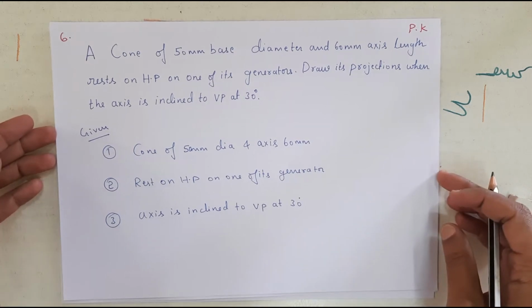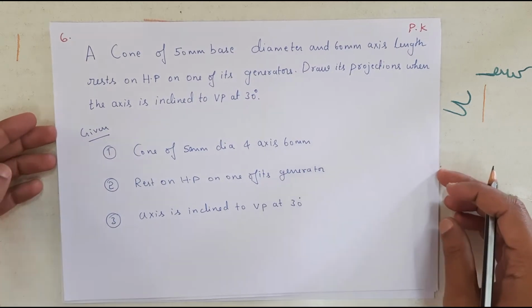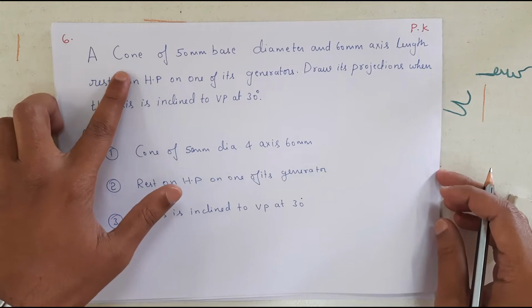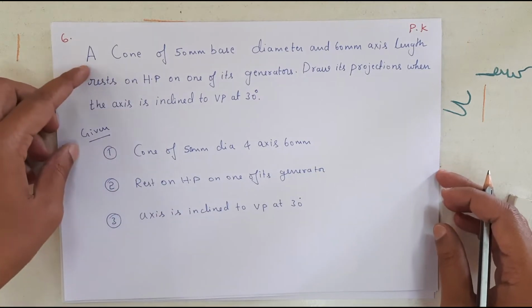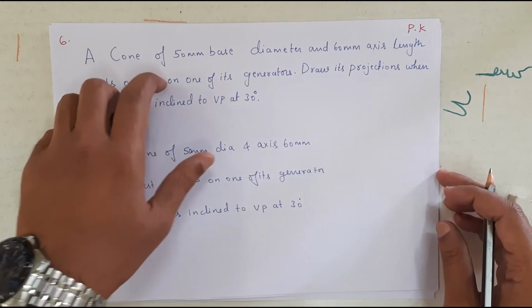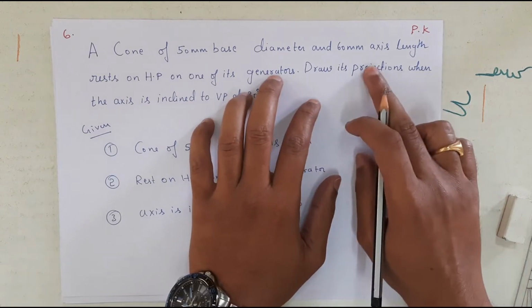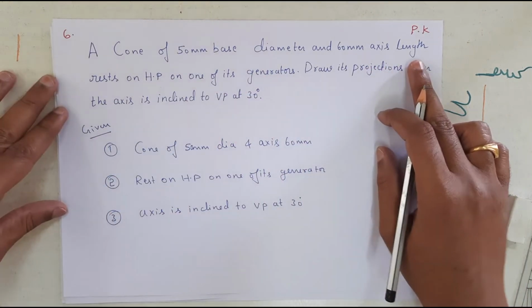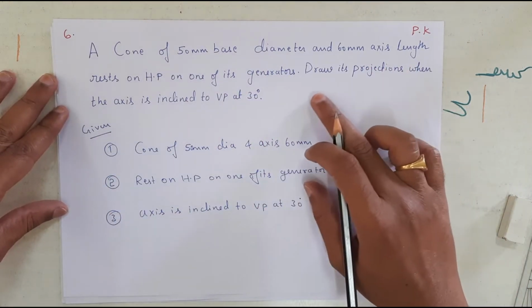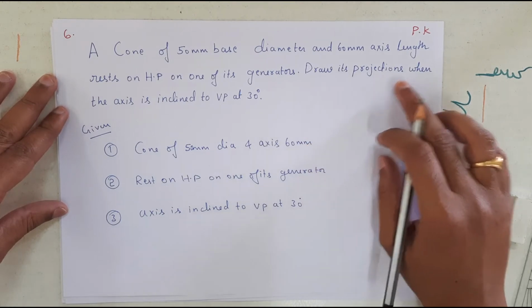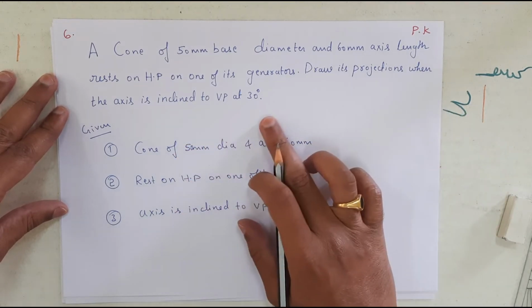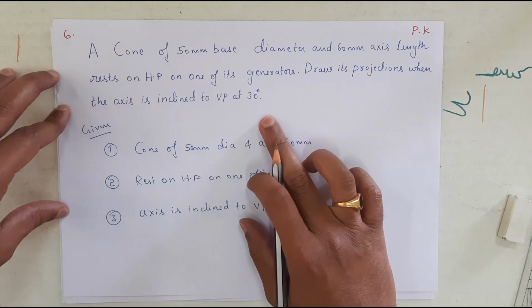Hello friends, Namaste. So today we're going to solve another problem on a cone. The problem is given over here: A cone of 50 mm base diameter and 60 mm axis length rests on HP on one of its generators. Draw its projections when the axis is inclined to VP at 30 degrees.